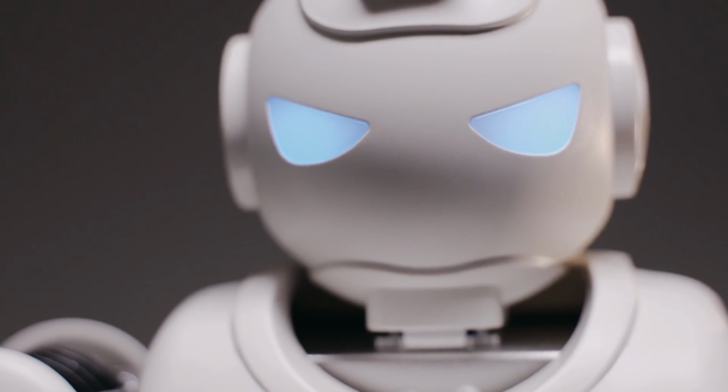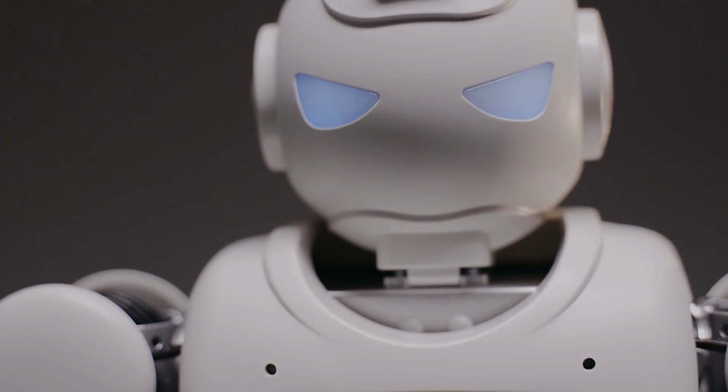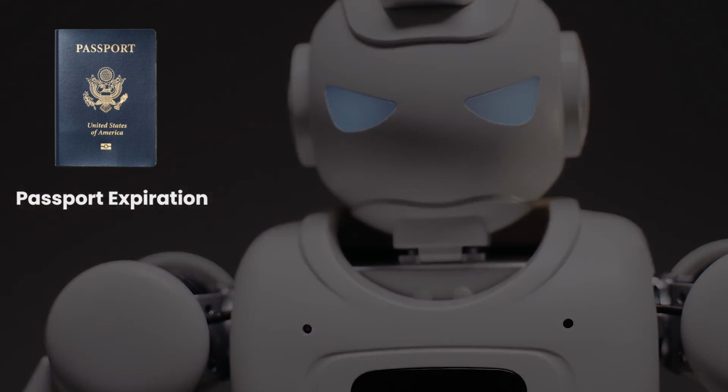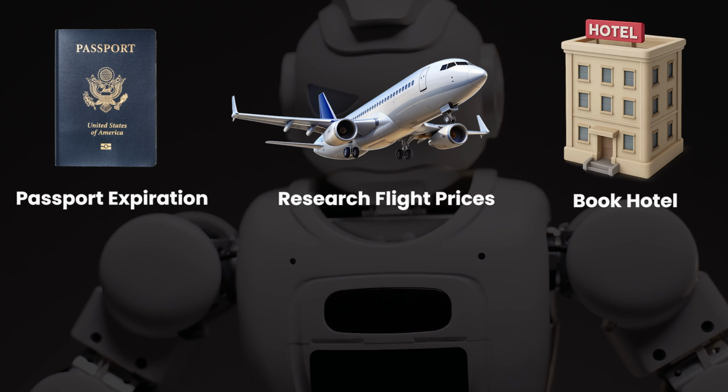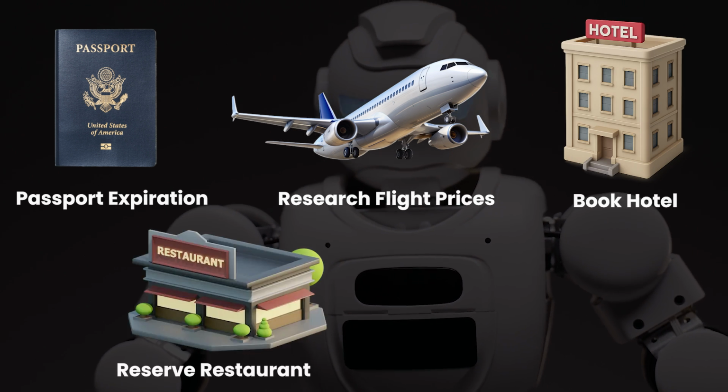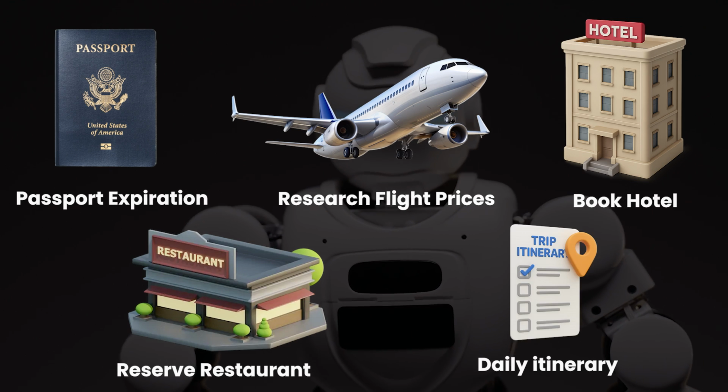But an AI agent differs over here. It can check your passport expiration, it can research flight prices for you, it can book hotels based on your budget, with payments and everything. It can make restaurant reservations, create a daily itinerary, and probably also send you all of these details in the form of an email, right? So it's completely on you how you want to create this AI agent, how powerful you want it to be, and how many tools you want to provide to this AI agent.